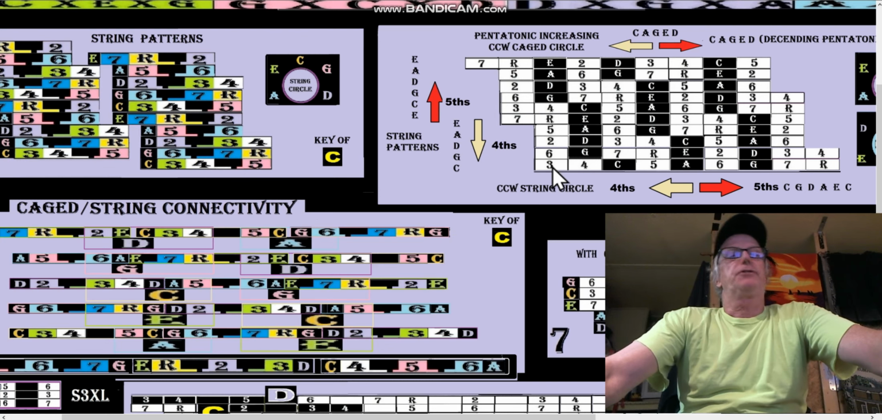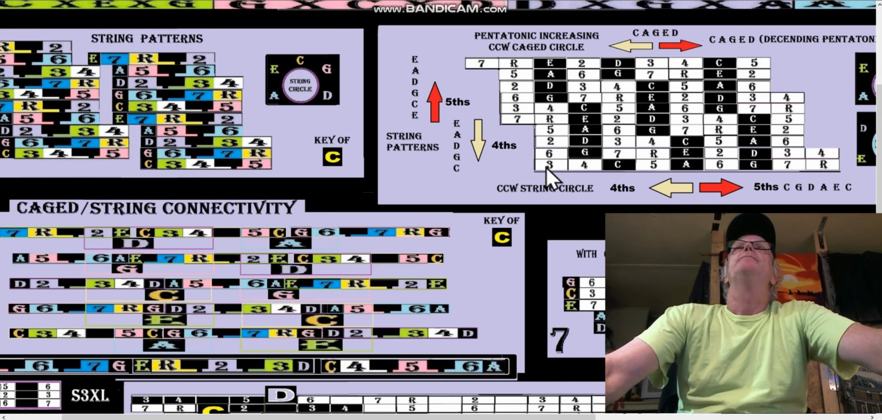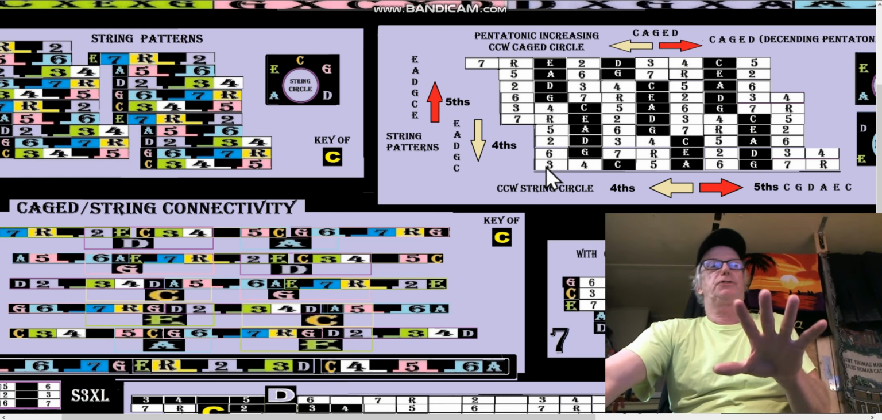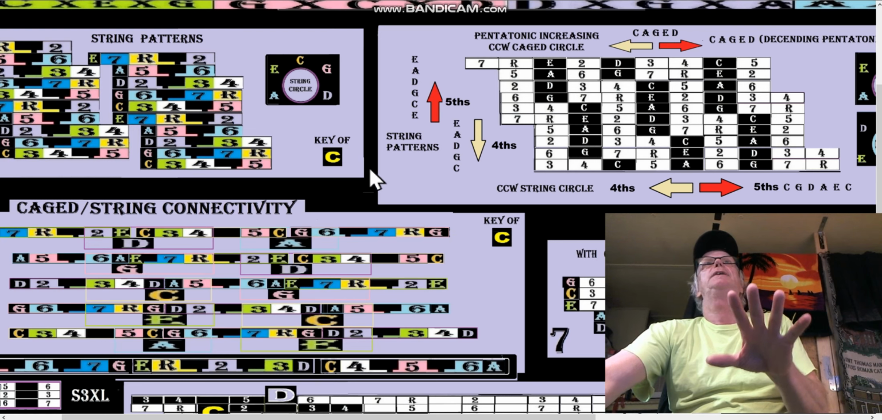Now this doesn't have to be the bottom string, because look at all these. There's 10 of them here, I think. Okay, so there's 5 cage shapes: C, G, D, A, and E.